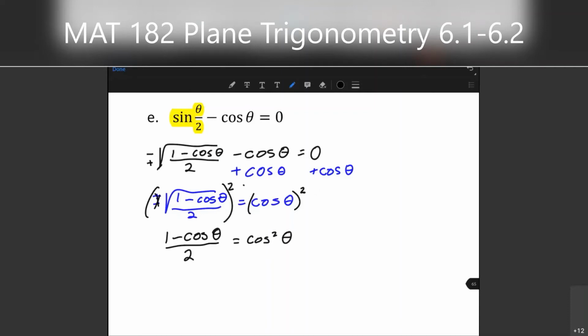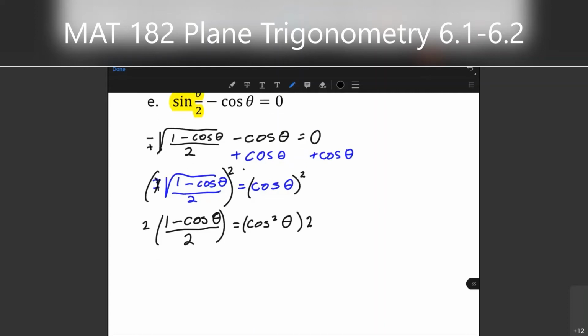All right. What do you guys see as the next thing that we could do? We only have a few minutes left here, but we can finish this up. What's the next operation we could work with there? Multiply by 2 on both sides. Multiply by 2. So we get 1 minus cosine theta equal to 2 cosine squared theta. Okay. What could we do next?